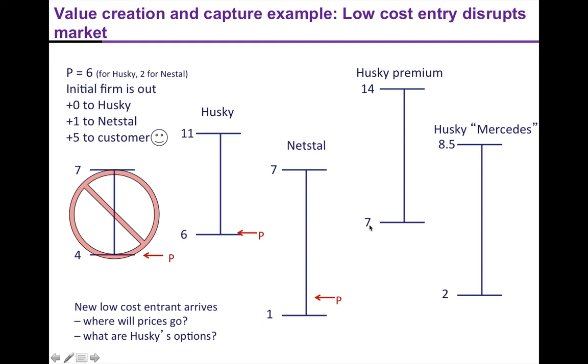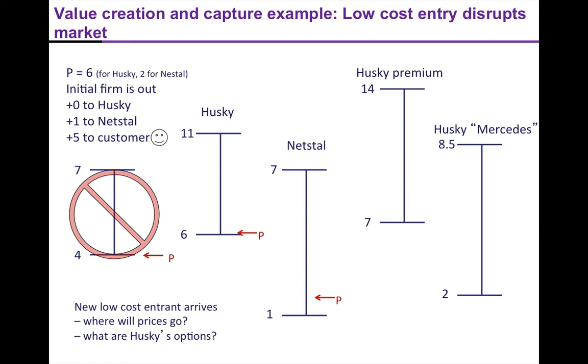The other option for them is what Shad called the Mercedes approach, which is the one that they eventually did, where they say, look, we're going to cut costs, we're going to streamline the organization, and we're going to offer a pretty good product, just maybe not the Ferrari of the industry. So here you can see willingness to pay dropped slightly from 11 to 8.5, and costs decrease from 6 to 2.